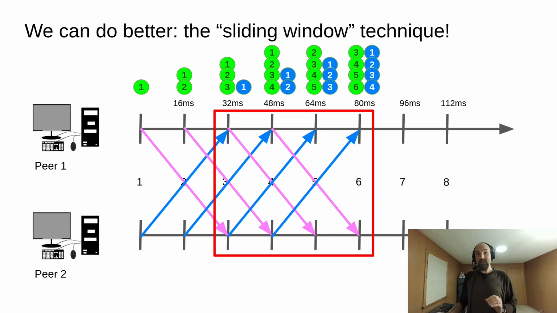And what this means is that if a single message is lost, let's say, for example, the message from frame number 3 is lost, if the next message arrives, it includes everything that peer needs to get caught up. So they only have to wait 16 milliseconds rather than the 112 milliseconds from our previous example.